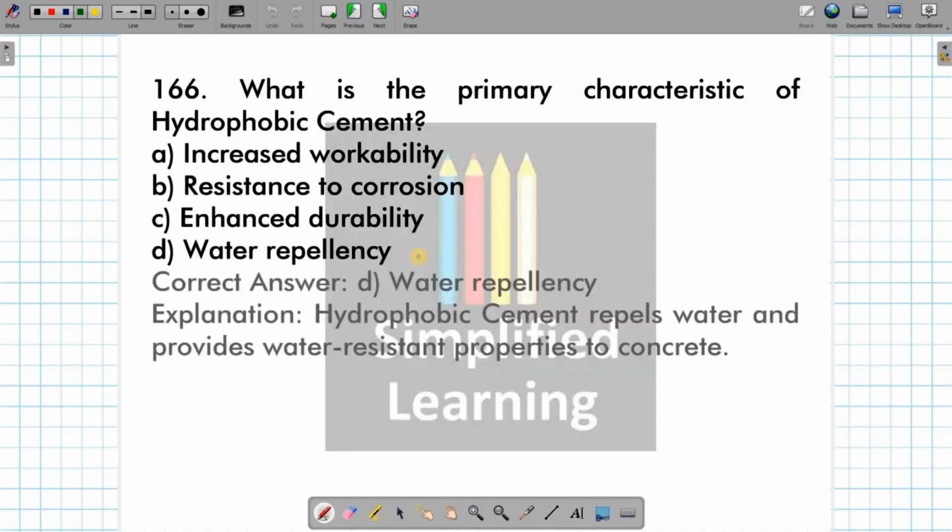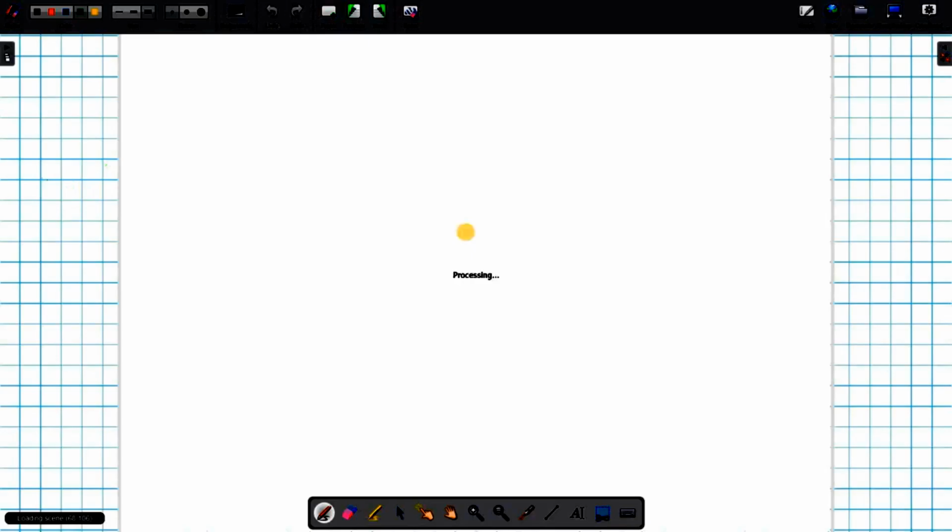What is the primary characteristic of hydrophobic cement? Phobia of what? Water. Water repellency. Okay. Wherever hydroproofing or waterproofing is required, we are going to use hydrophobic cement in the concrete mix.